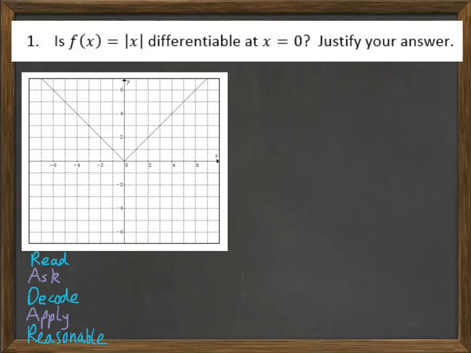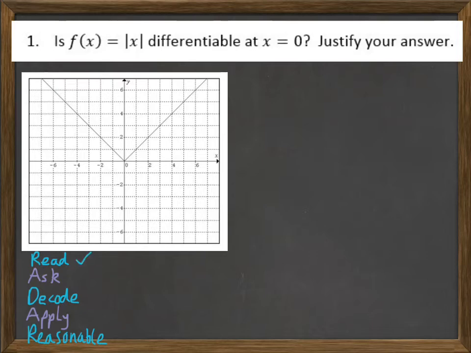First, I need to read the question and just get a basic picture. I don't have to understand it right then. I just need to read it to get the big picture. So the question asks, is f of x equal to the absolute value of x differentiable at x equals 0? And then it wants me to justify my answer. Okay, I've read the question.